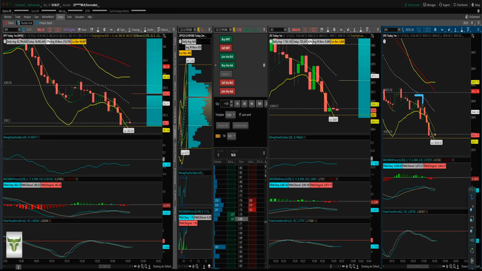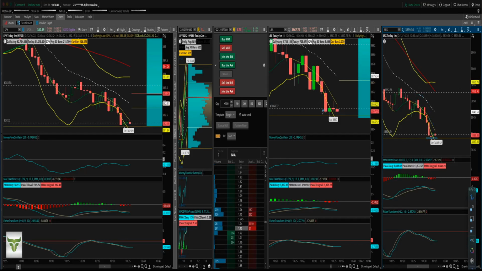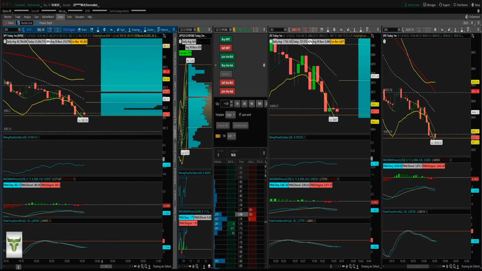You've seen the leg down right there, beautiful leg. It's going to challenge for the low right here and break through the low because of the weight of the position, the weight of the stock. I mean, I'm good.